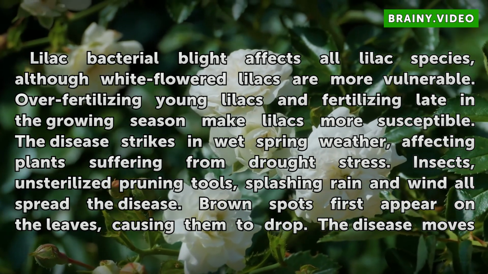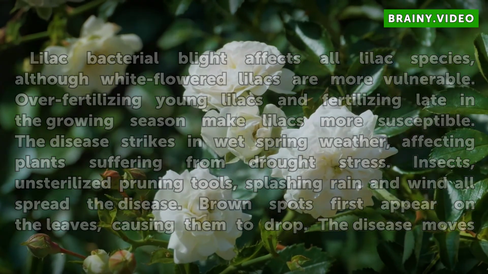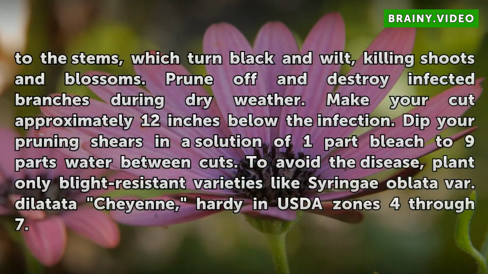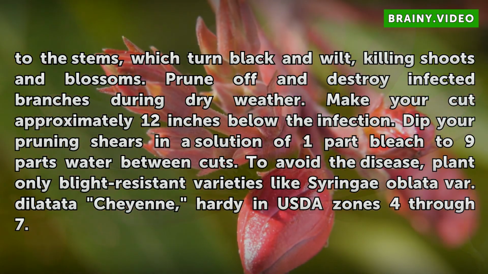Brown spots first appear on the leaves, causing them to drop. The disease moves to the stems, which turn black and wilt, killing shoots and blossoms. Prune off and destroy infected branches during dry weather. Make your cut approximately 12 inches below the infection. Dip your pruning shears in a solution of 1 part bleach to 9 parts water between cuts.